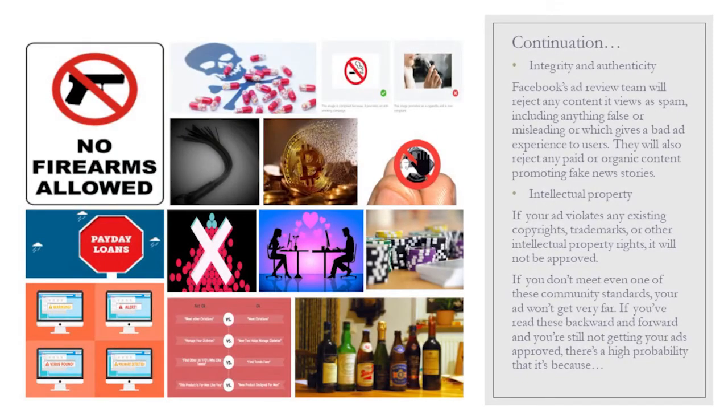Integrity and authenticity. Facebook's ad review team will reject any content it views as spam, including anything false or misleading or which gives a bad ad experience to users. They will also reject any paid or organic content promoting fake news stories. Intellectual property. If your ad violates any existing copyrights, trademarks, or other intellectual property rights, it will not be approved. If you don't meet any one of these community standards, your ad won't get very far.